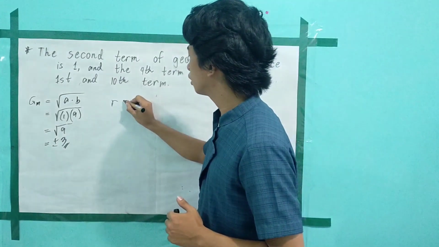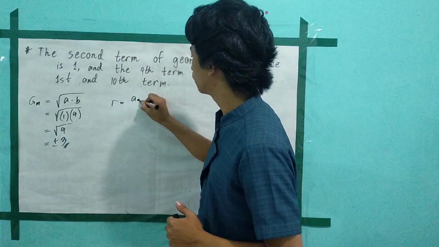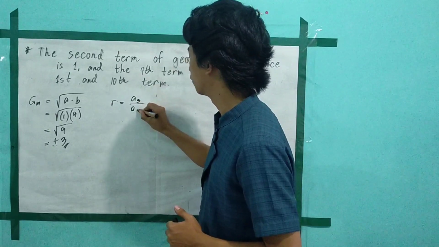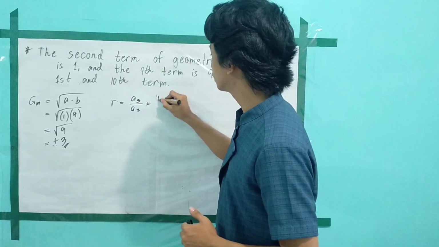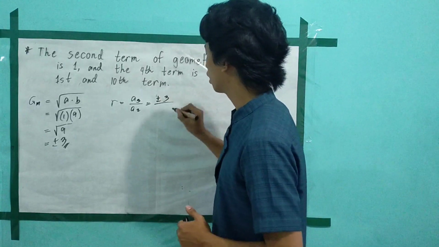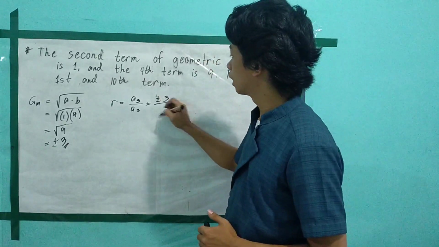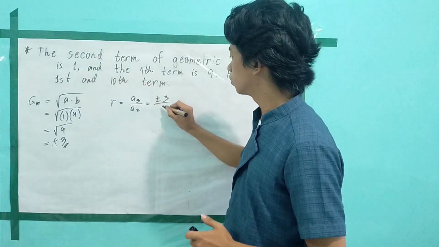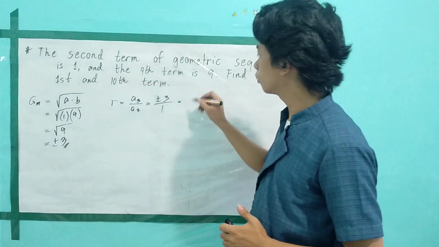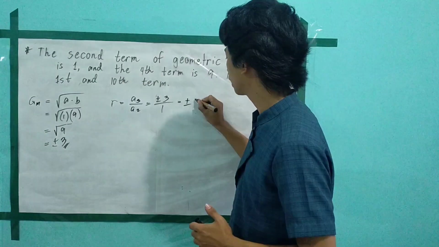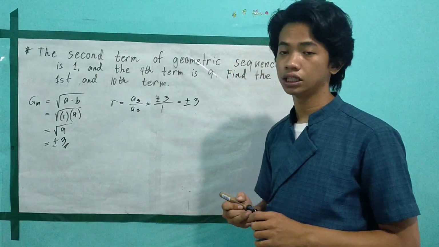So to get the common ratio, we have a sub 3 over a sub 2. Ano a sub 3 natin? We have positive and negative 3 all over. Ano a sub 2 natin? We have 1. So, ibig sabihin, ang common ratio natin ay positive and negative 3.